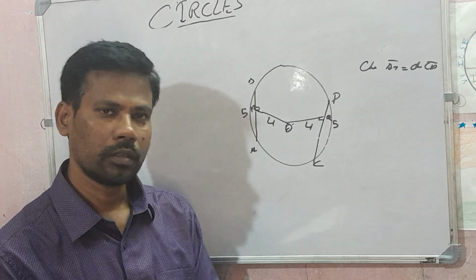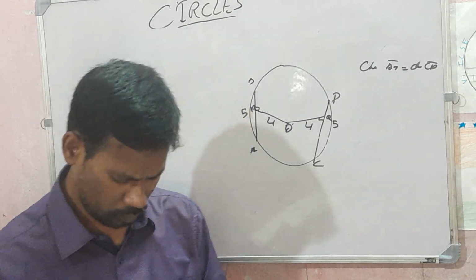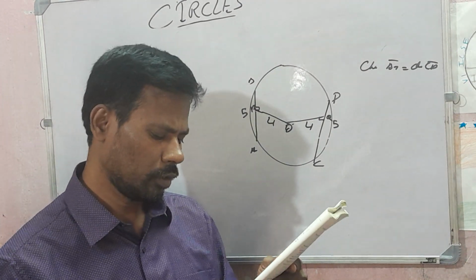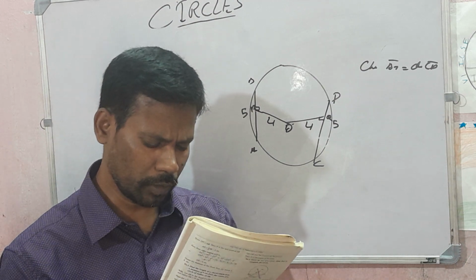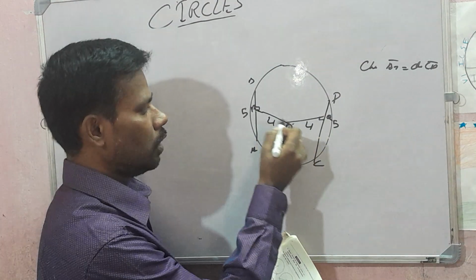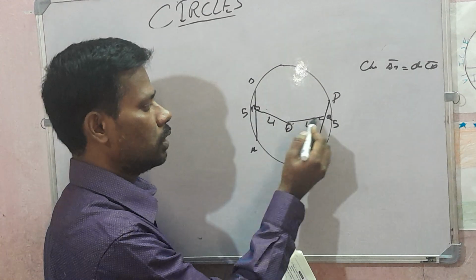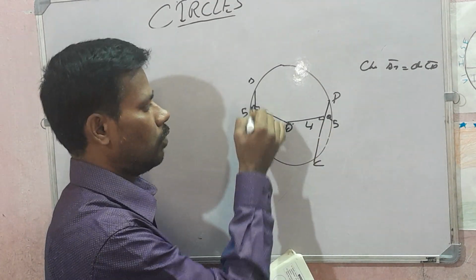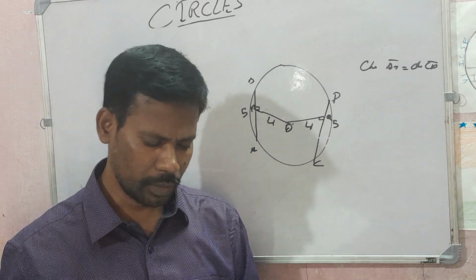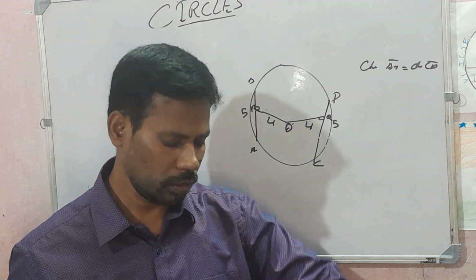This is another one. What is the reverse of this? Please tell me what is the reverse of this? Chords of congruent circles which are equidistant from the center of the circle are equal. Suppose if this length and this length are same, suppose this is 4, this is 4, then obviously the chords will be equal. So with this, all the basics I have covered. Next, we will be doing some problems based on this.